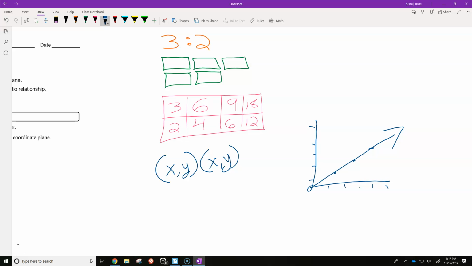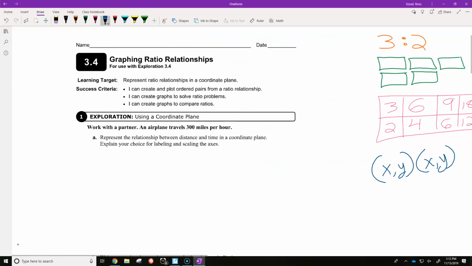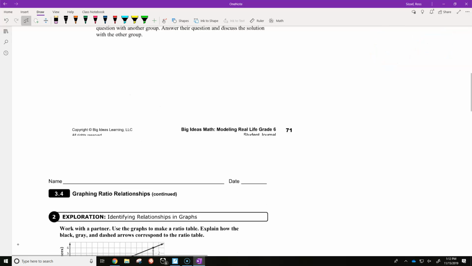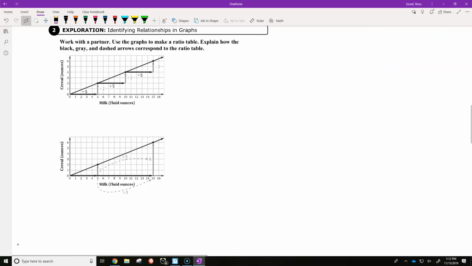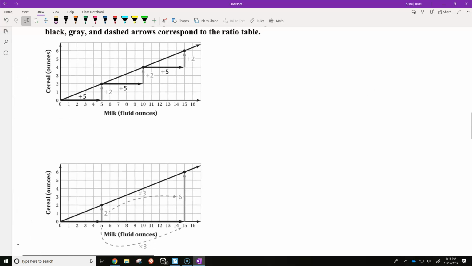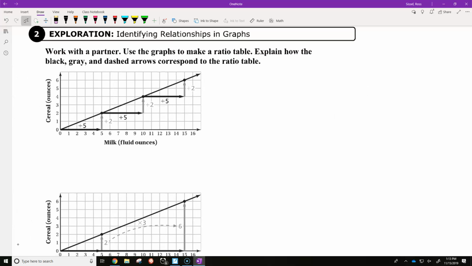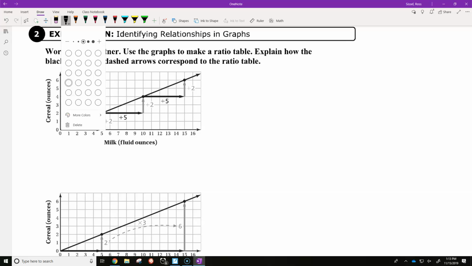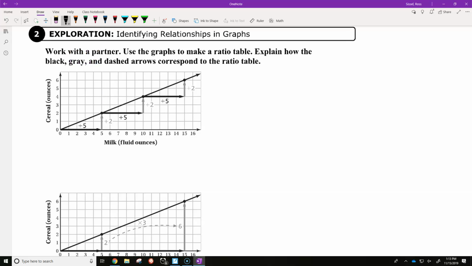Alright, so let's get started with your exploration. Turn to page 72. We're going to go to exploration 2. Okay, you're going to work with a partner, which is our table. You're going to look at your graphs. There's 2 of them. They're the same. They just mark something different on them to make a ratio table. If you would go ahead with me and draw this to the side.